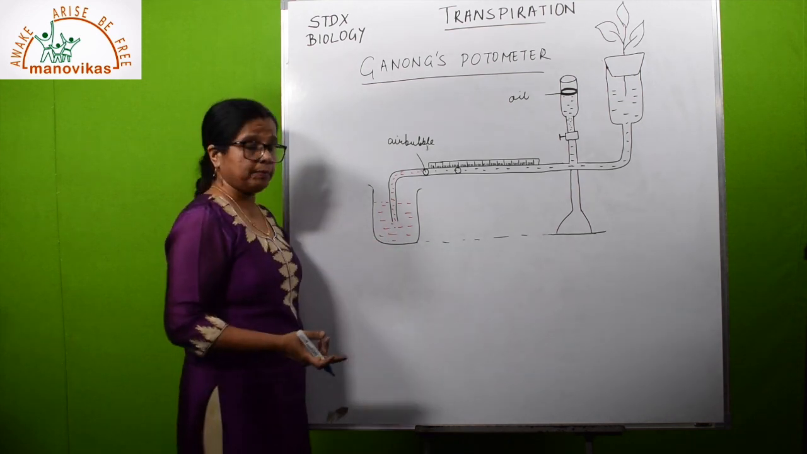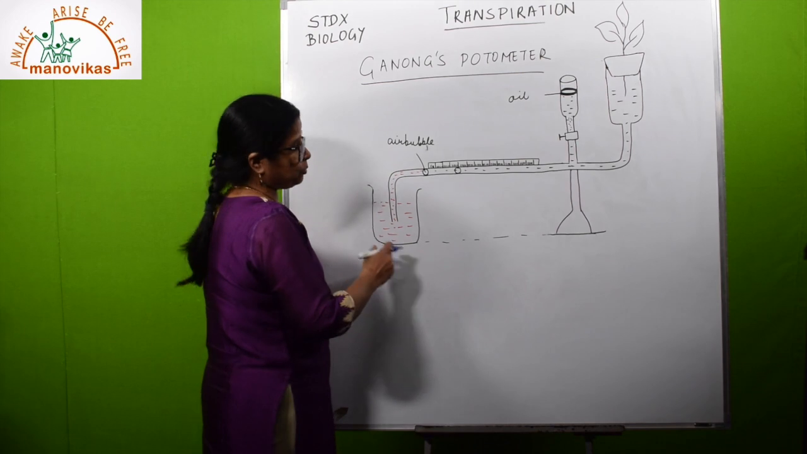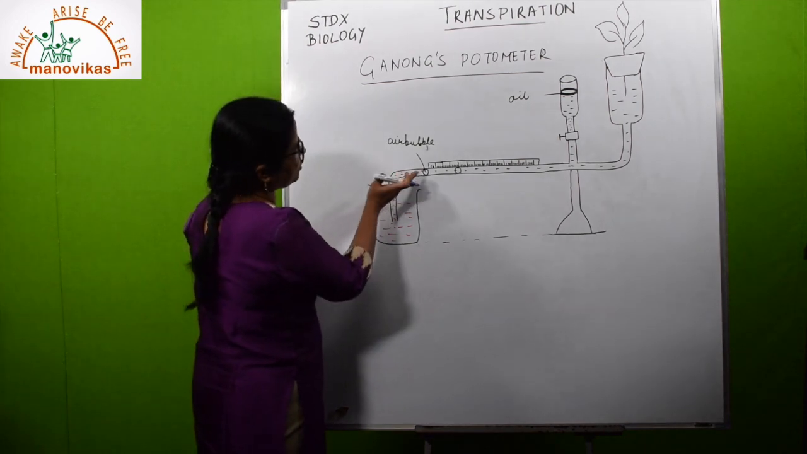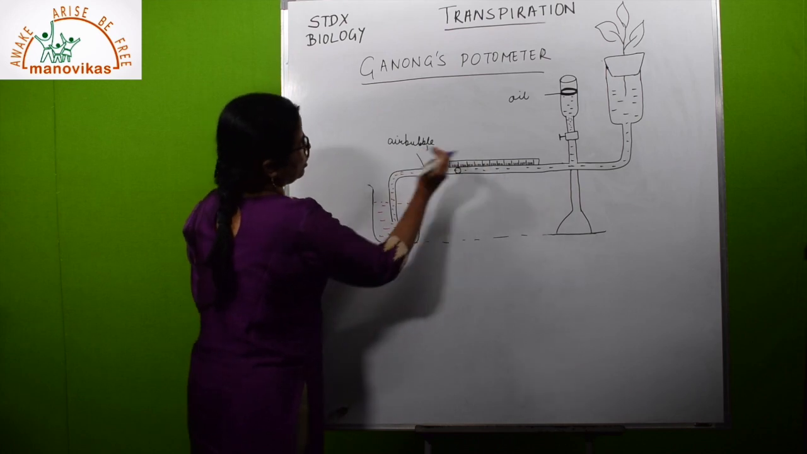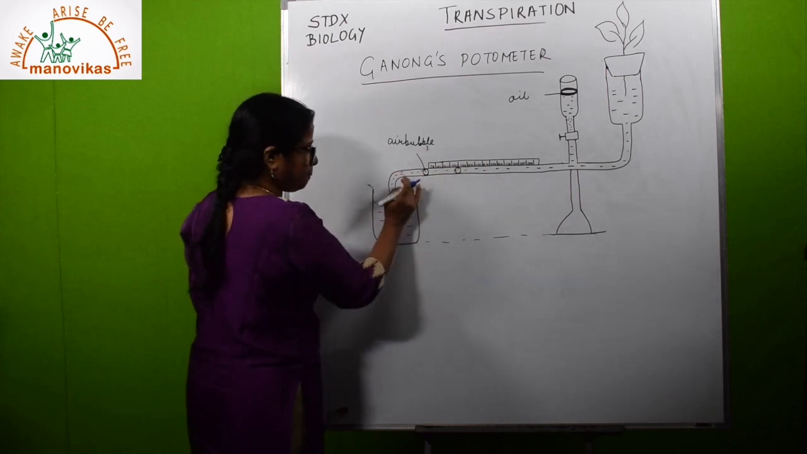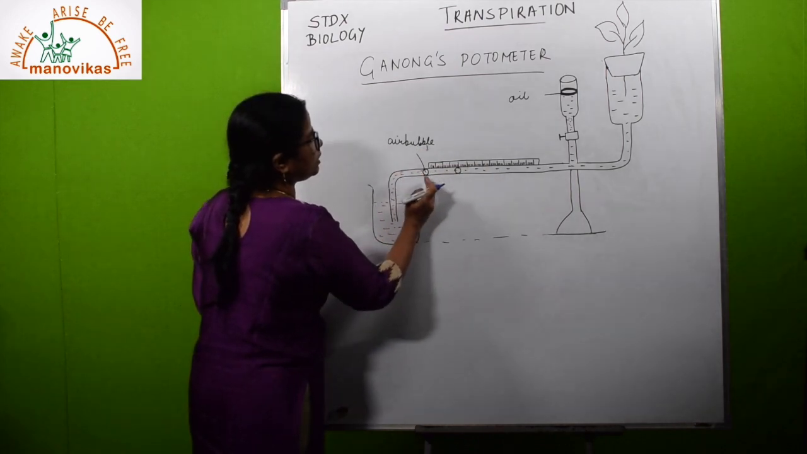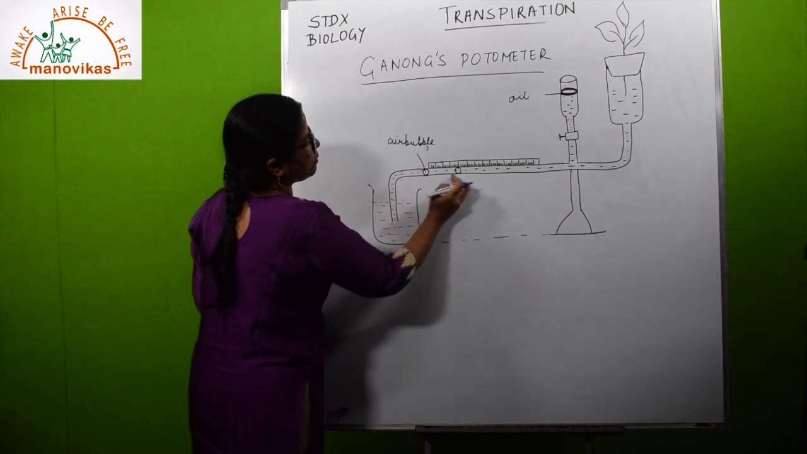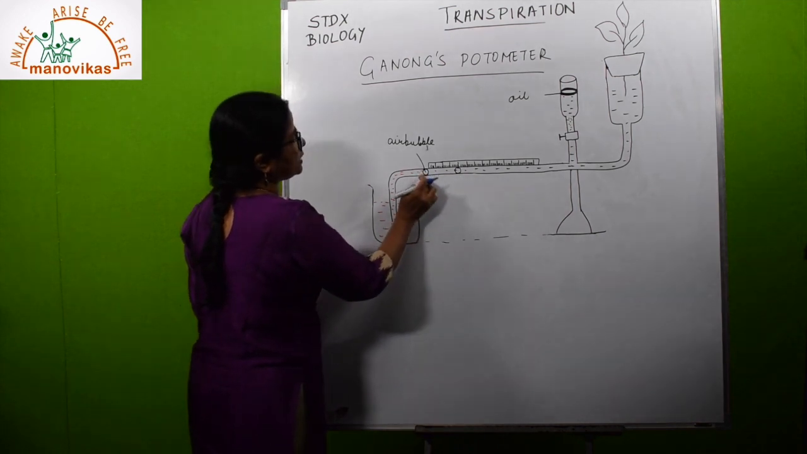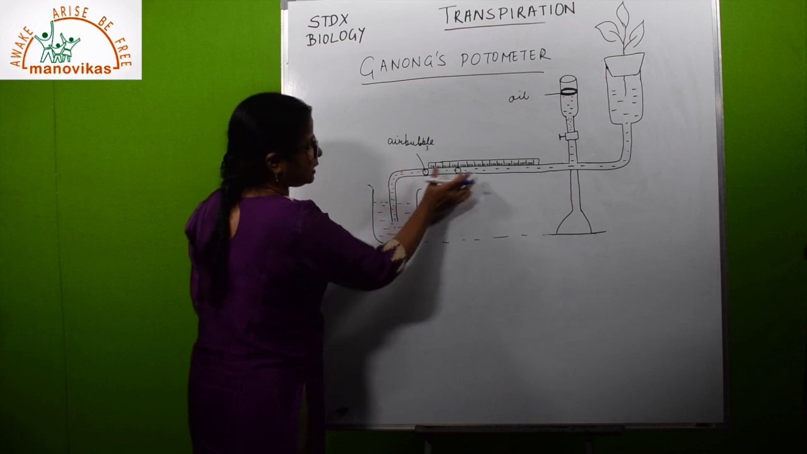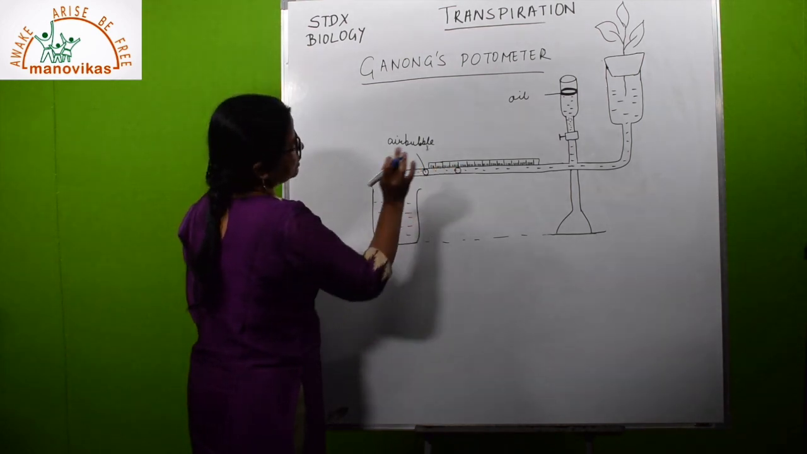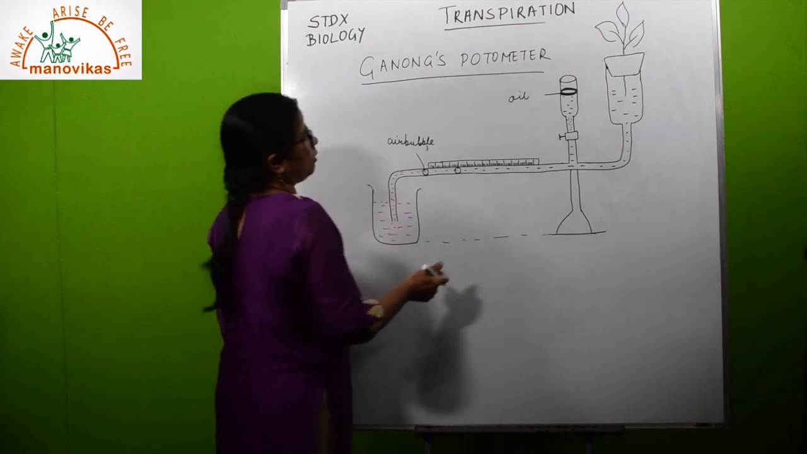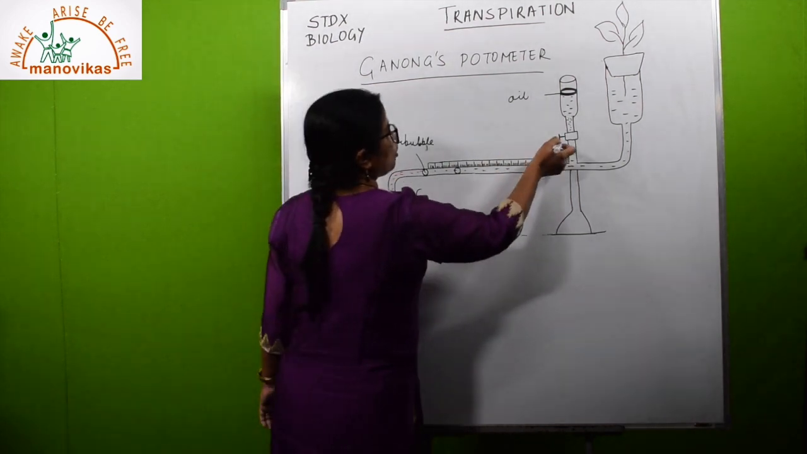Then another question can be asked, why is colored water being used? So that as we move up, we can compare. This is plain water, this is colored water. So we can see the movement of the air bubble going this way. Colored water makes it easy to differentiate between the two areas, colored water and ordinary water.